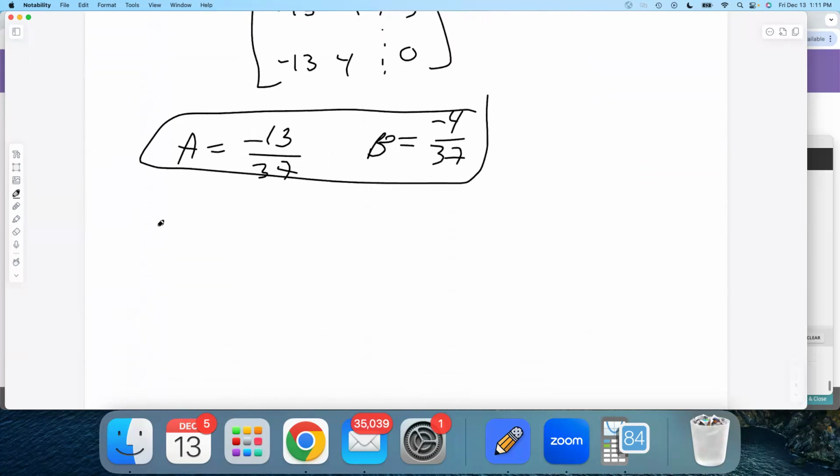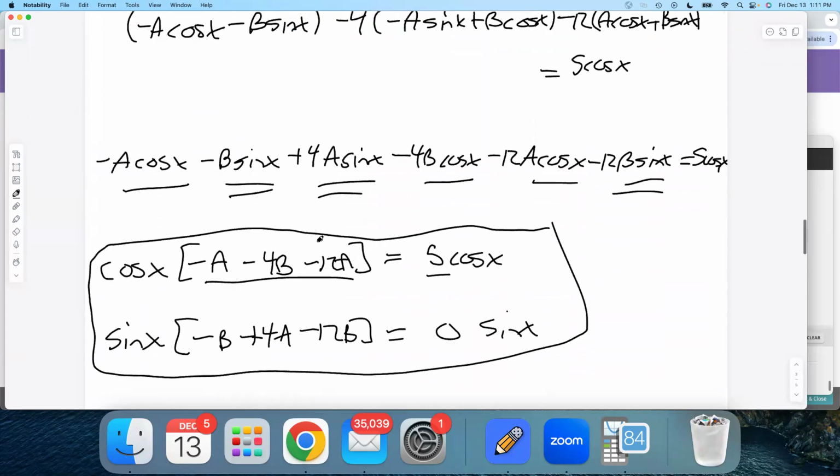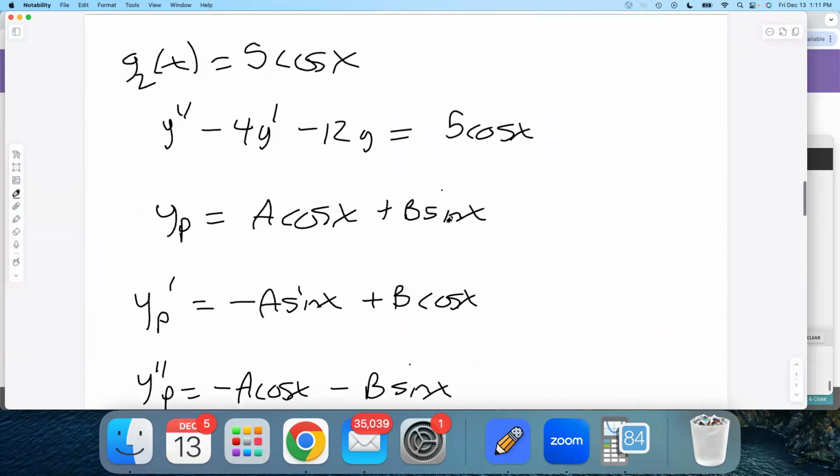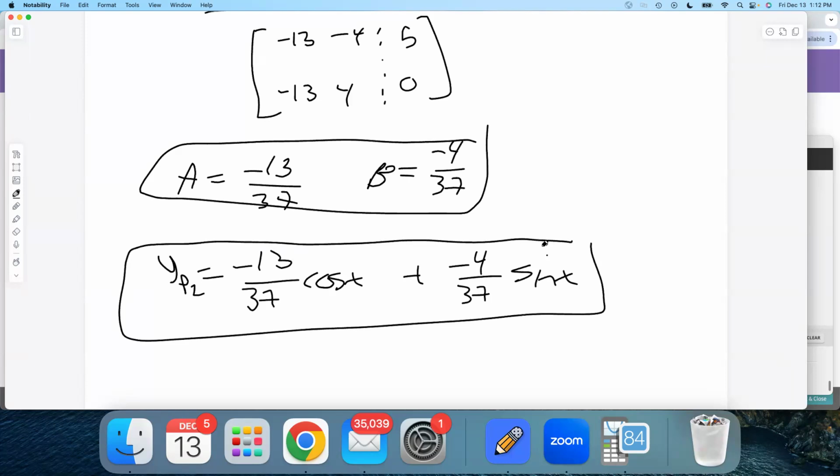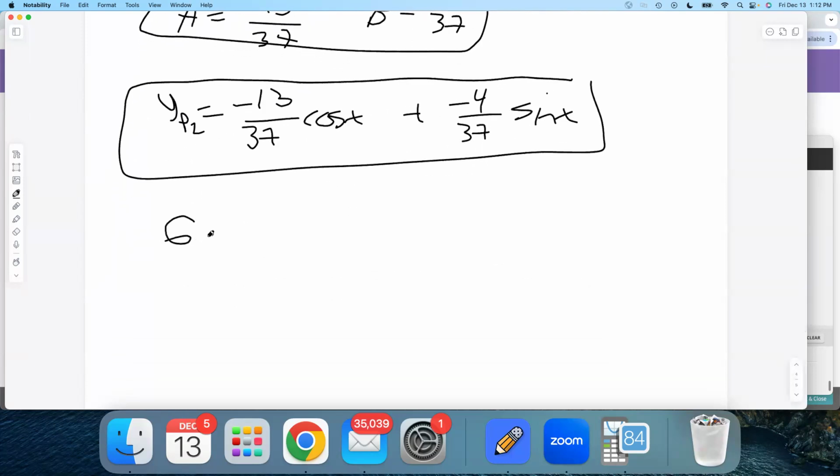Okay, now that we've got that, that means my second particular solution, remember it was A cos x plus B sine x, will be -13 over 37 cos x plus -4 over 37 sine x. Now we can put together everything. My full general solution is going to be my complementary solution plus both of these particular solutions. These are y's, not g's.